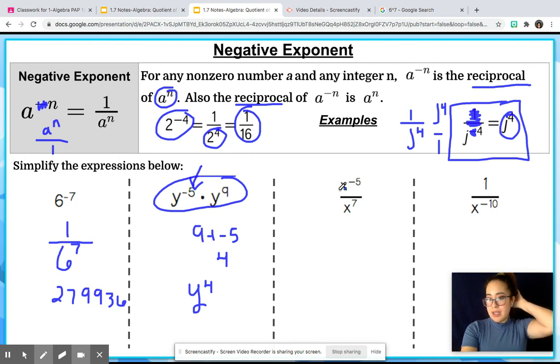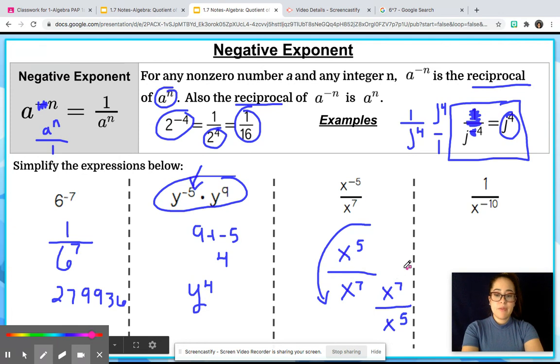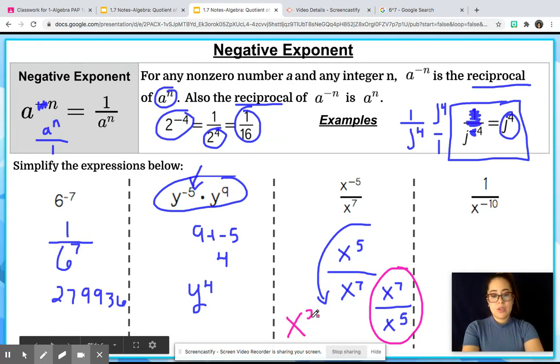Okay, so the next one is x raised to the negative 5 and x raised to the 7. This tells me to do the reciprocal of what I see. So x raised to the 5 over x raised to the 7. I'm just going to flip it around. So what I get is x raised to the 7 over x raised to the 5. And then I can do my subtraction. I can simplify this because the bases are the same. 7 minus 5 is 2. So then I get x raised to the 2.